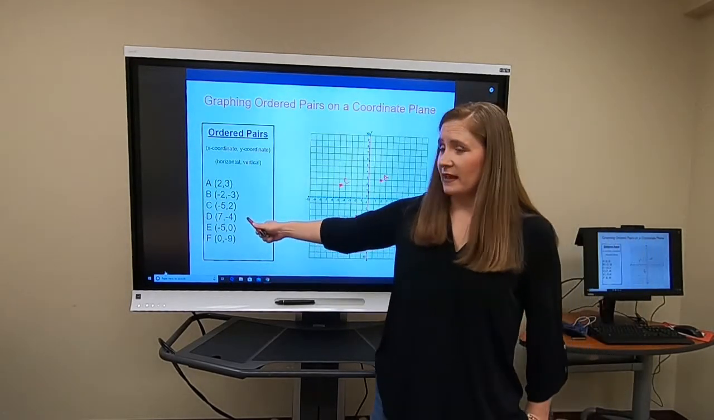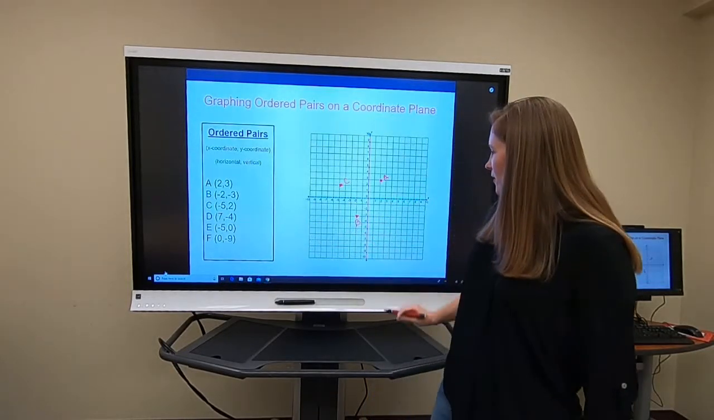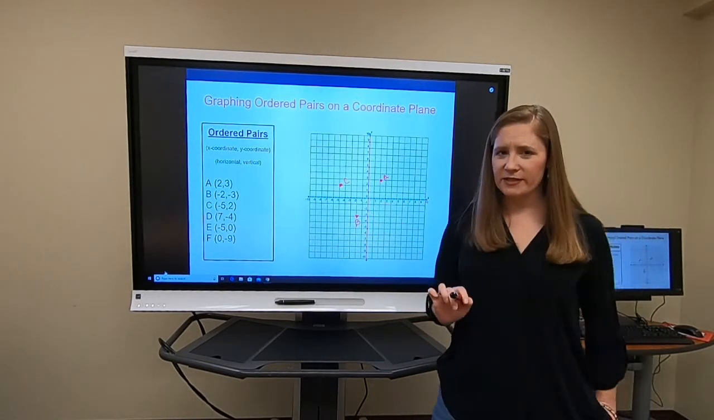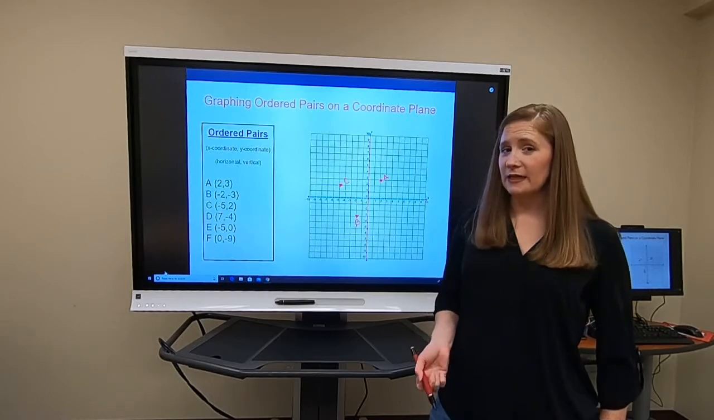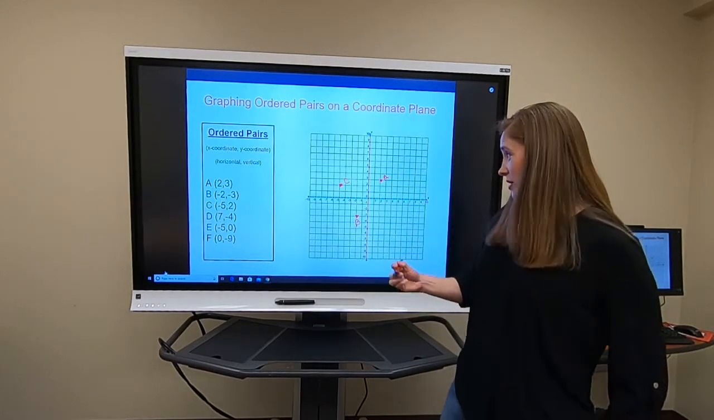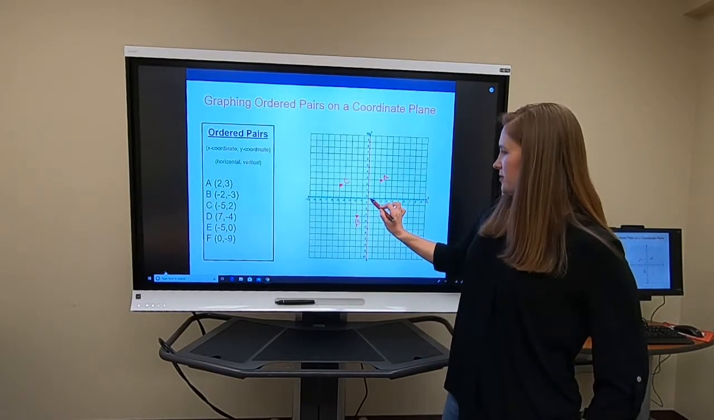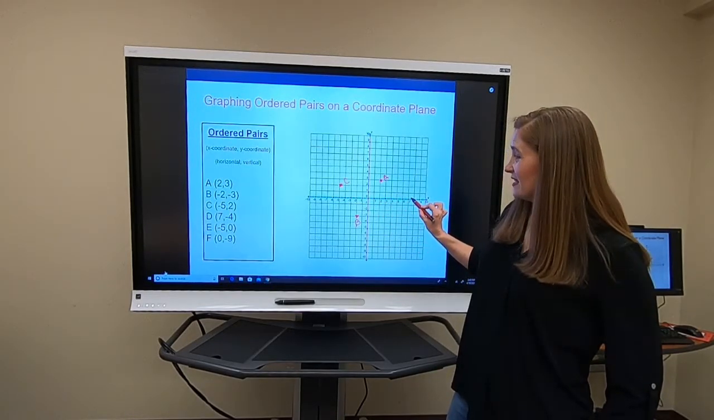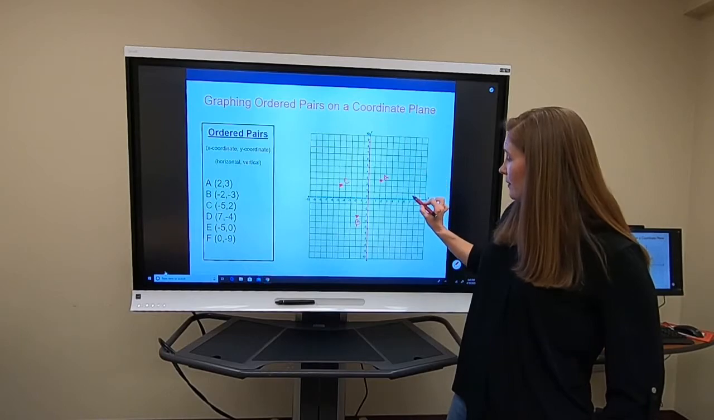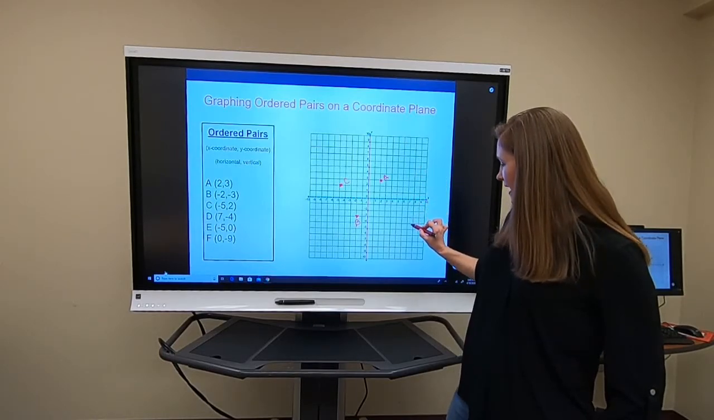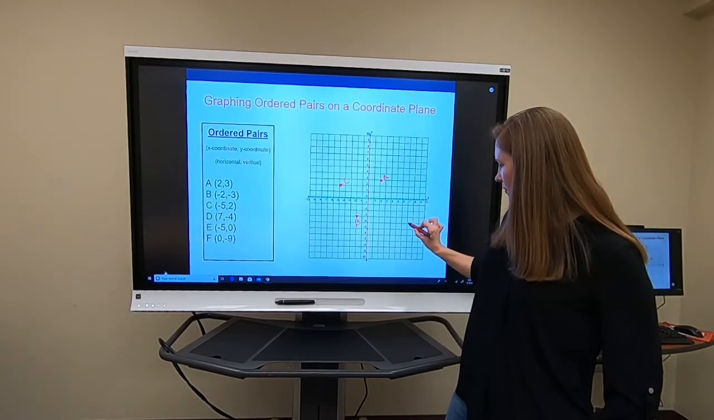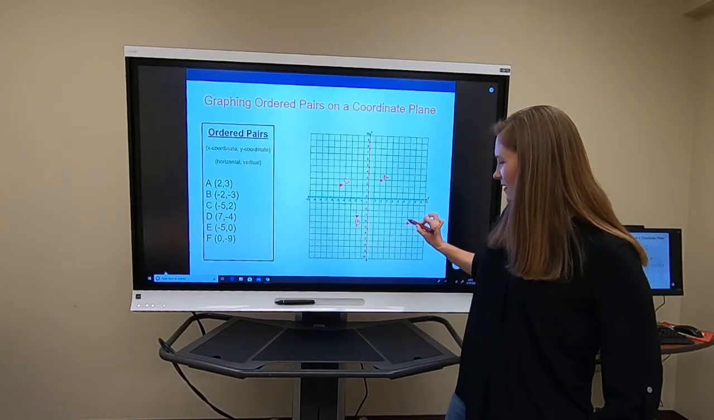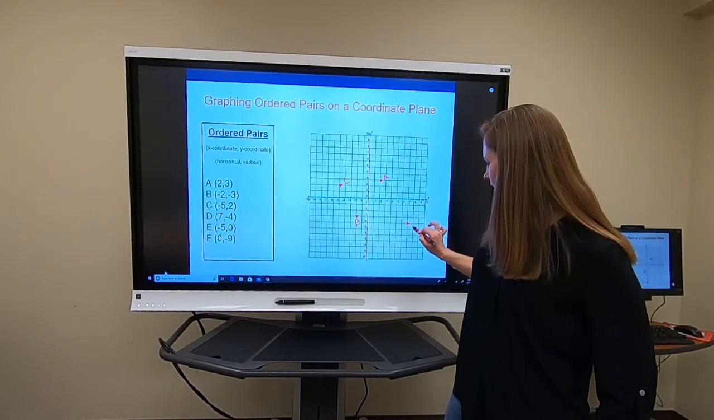D is (7, -4). So again, notice every time, guys, where am I starting? The origin. So I go back to the origin, go over to 7, but then it's negative, so I don't go up, I go down to -4. And that is point D.